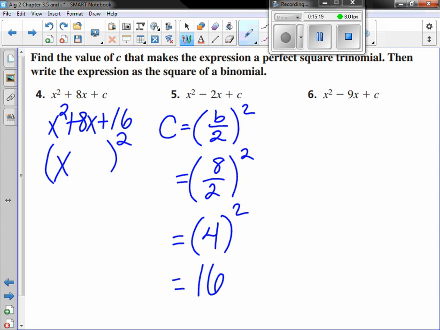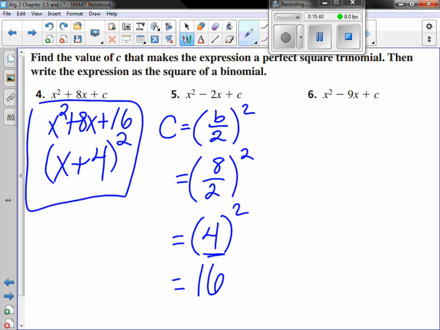Now we need to rewrite it as a set of parentheses squared. So what would go in with the x? Plus 4. Because we get it from what's inside those parentheses before we square it. And that's your answer. If you're wondering, yes, I will have a few of these on the test, where all you have to do is find the value of c, plug it back in, and then simplify it to a set of parentheses squared.